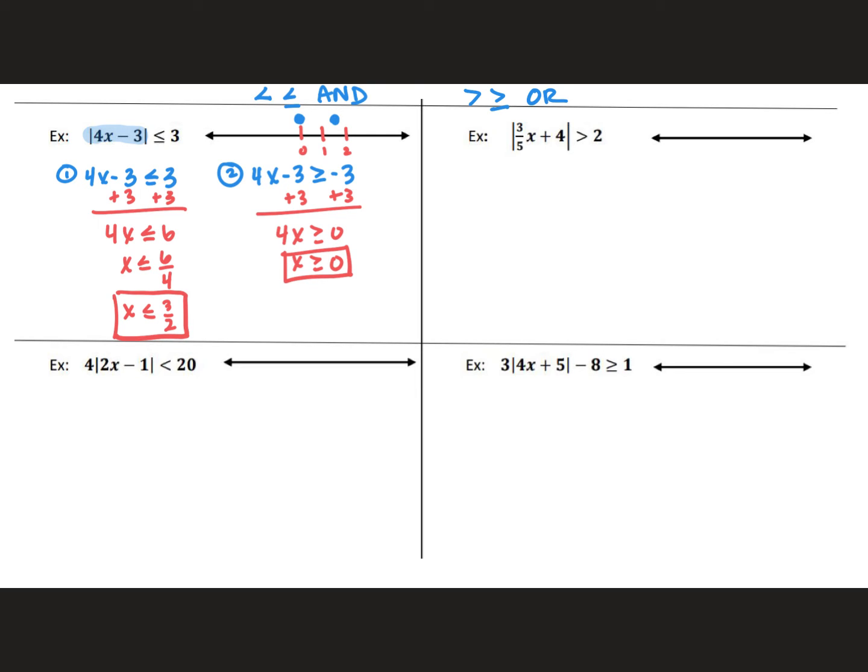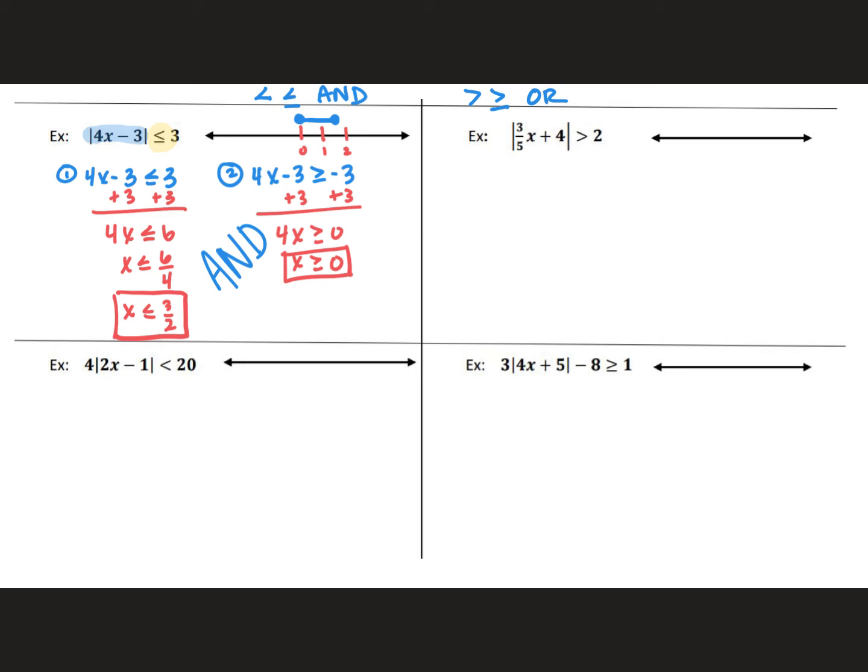And then the question is, should I connect these dots or should I point the arrows away? In the original problem, I have the less than. So these would be where the absolute value is going to be less than 3. So less than corresponds to "and," and the graph will point towards each other.